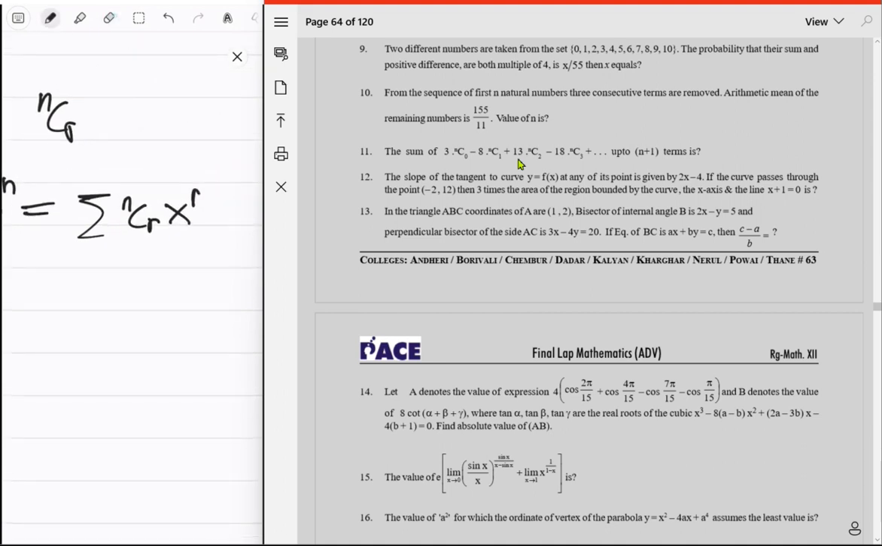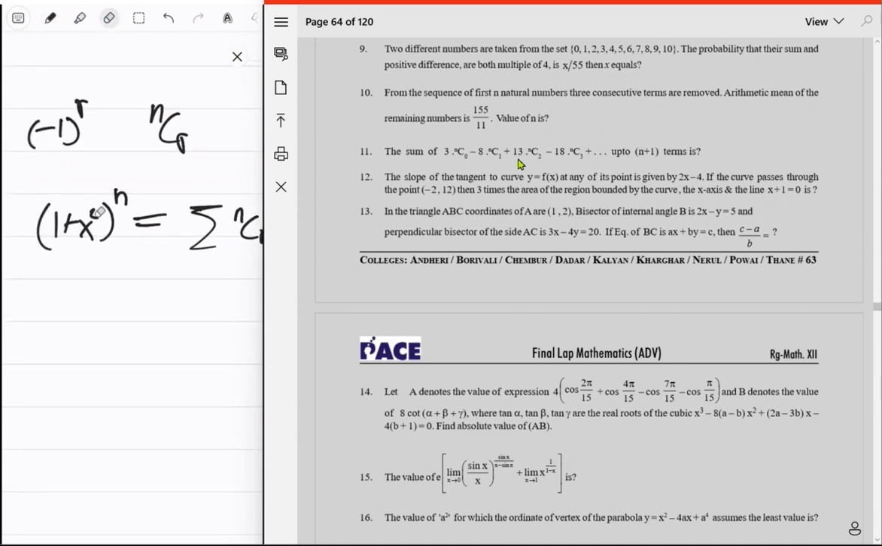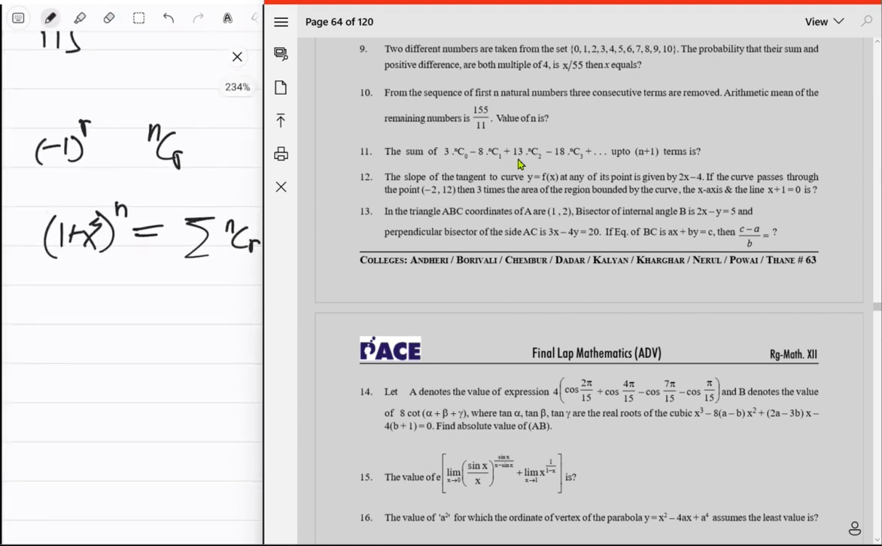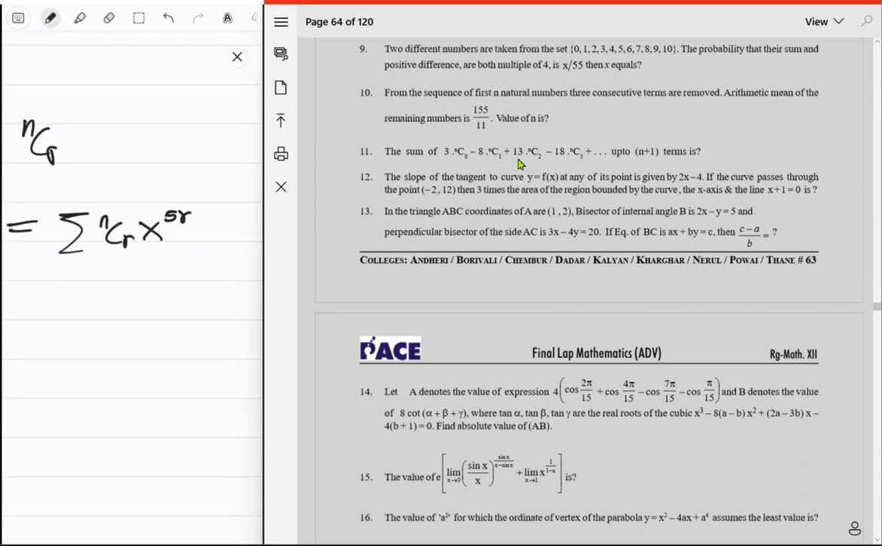Let's get this thing x power 2r. Wait, कितने का difference है? 5, right? We just put x power 5 instead. x power 5r, and then just put 3. Yeah, so x power 3 and x power 5.